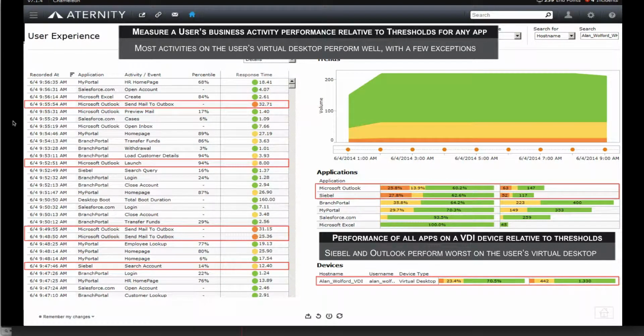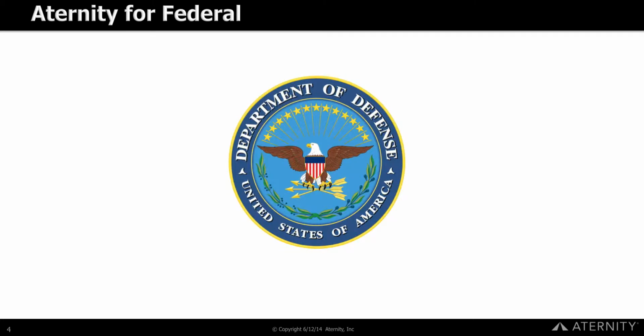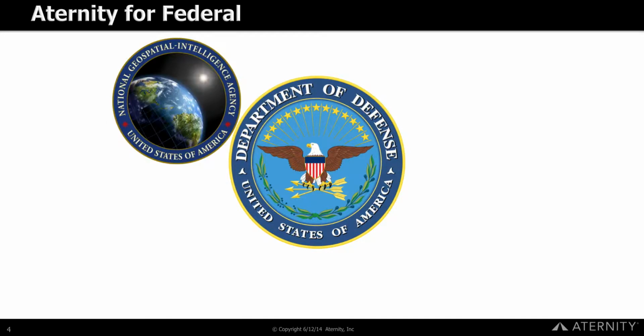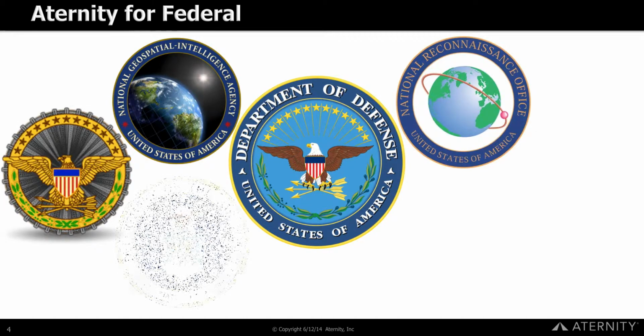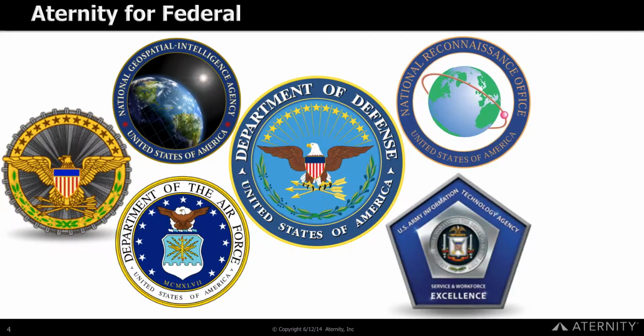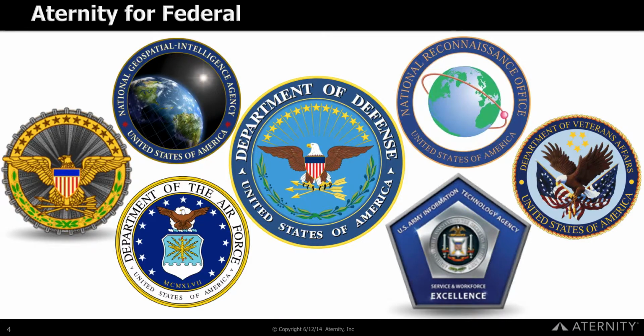There are a number of additional use cases that we'll be highlighting in future videos. You may be wondering where Aternity is being used within the Department of Defense and civilian federal agencies. Over the last 24 months, Aternity has been deployed by some of the largest agencies within the DoD, including the Office of the Secretary of Defense, the U.S. Army Information Technology Agency, the National Geospatial Intelligence Agency, the National Reconnaissance Office, and the U.S. Air Force. On the civilian side, our largest and most significant deployment is with the Department of Veterans Affairs.